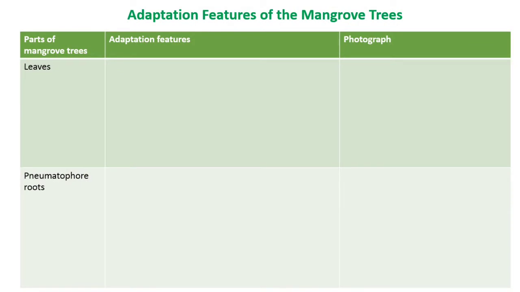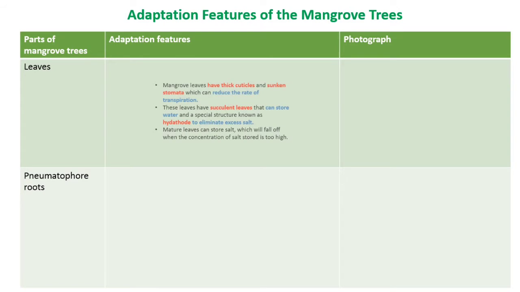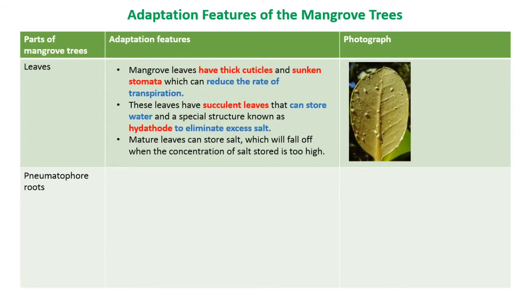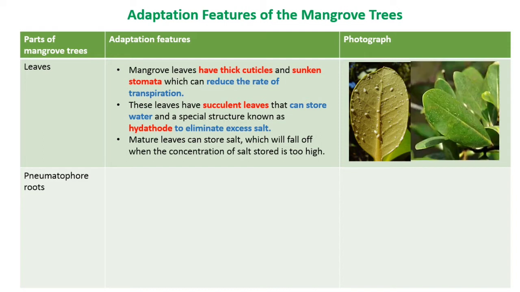We will discuss more about the adaptation features of the mangrove tree. Let's go to the first part, which is the leaf. Mangrove leaves have thick, succulent leaves and sunken stomata to reduce the rate of transpiration. These succulent leaves can store water, and have a special structure known as hydathodes to eliminate excess salt. Mature leaves can store salt, which fall off when the concentration of stored salt is too high.